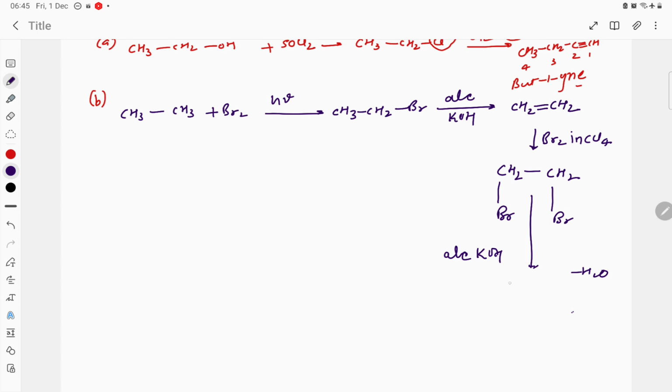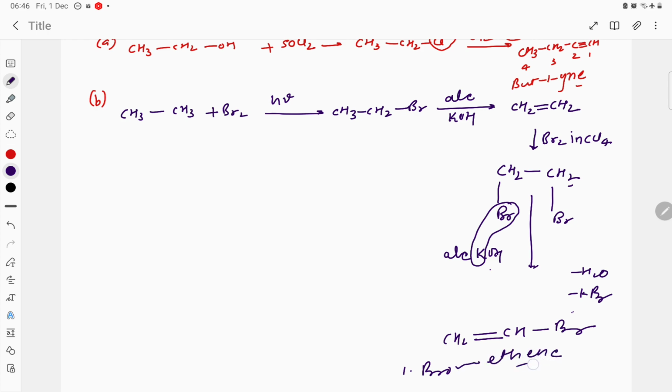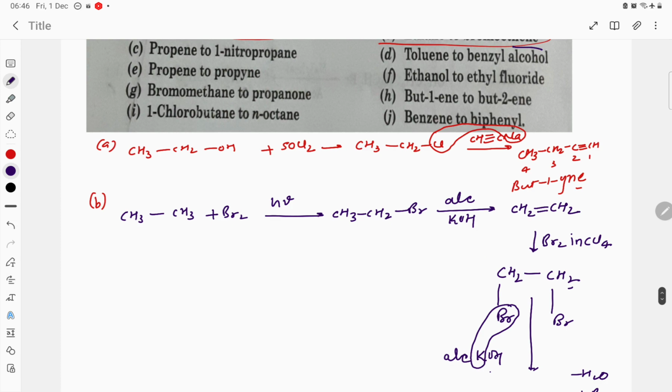Minus KBr, student. So what is going to happen here? We need to take one hydrogen from here. So it will give CH2=CHBr, student, bromoethene.